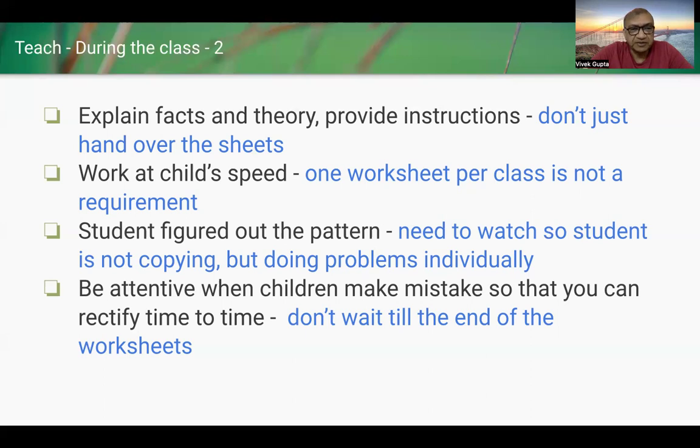So that's that point. And this is what I was trying to say: be attentive when children make mistakes, because when they're making mistakes, catch them right there. Don't wait. And work with them on how to derive or come to the right answer. So you want to be very proactive in the class.